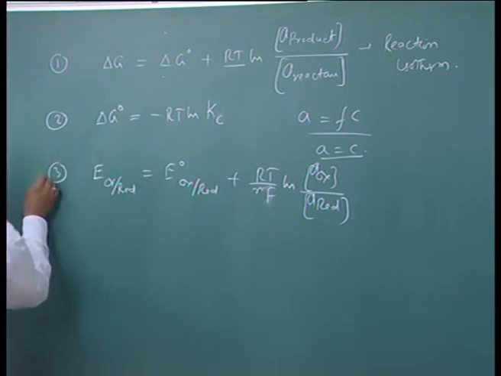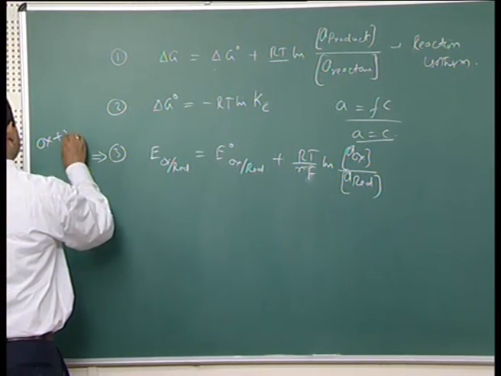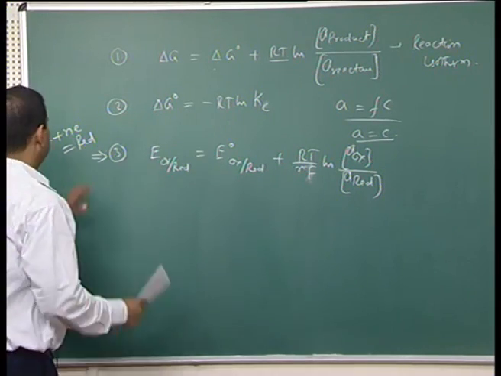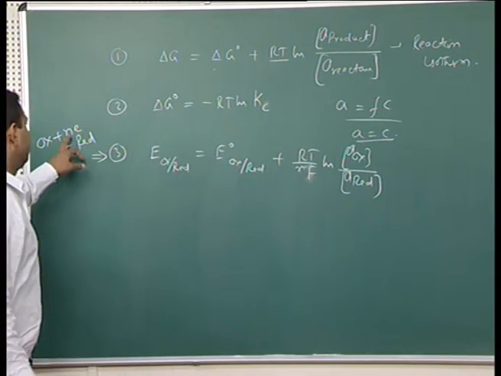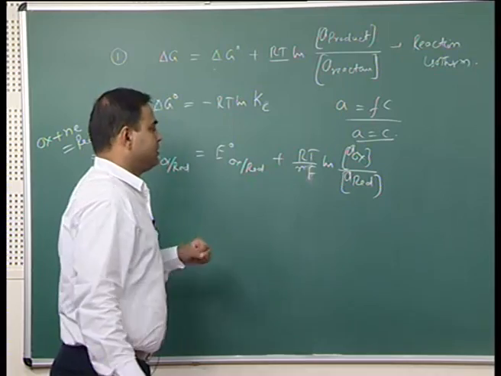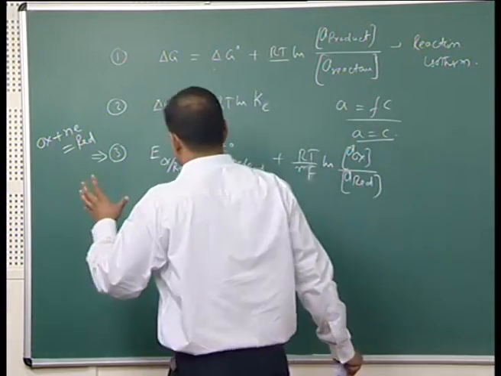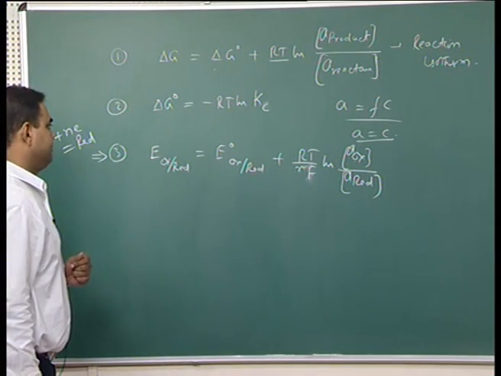Now, this is the n factor that is coming because ox plus ne equals red. So, the number of electrons associated with this reduction process is n. F is 1 Faraday, for 1 gram equivalent of substance to deposit or to come out in the solution in the form of ion.